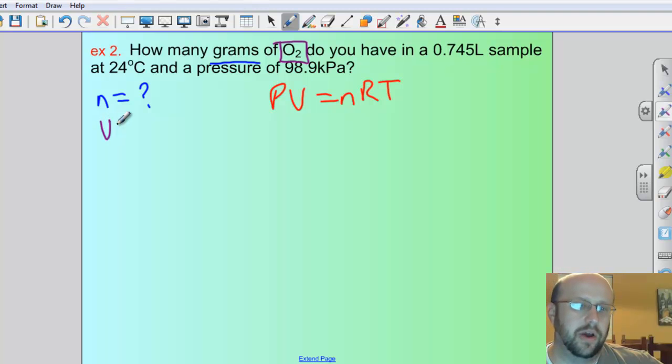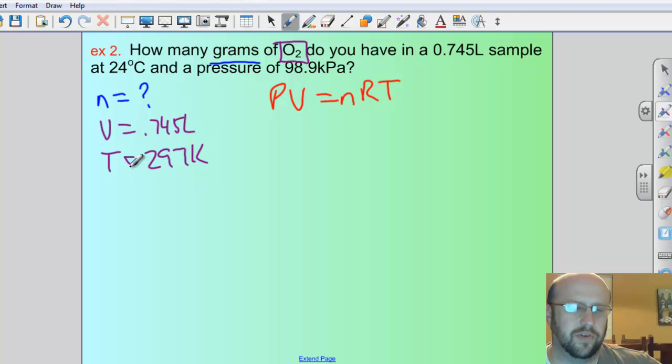So what do I know? Volume, 0.745 liters. Temperature is 24 degrees Celsius, and I'm going to go ahead and add that in. That's going to be 297 Kelvin, just sort of converting that in my head. You can write that out, and that's perfectly fine. And then I've got a pressure that is 98.9 kilopascals.